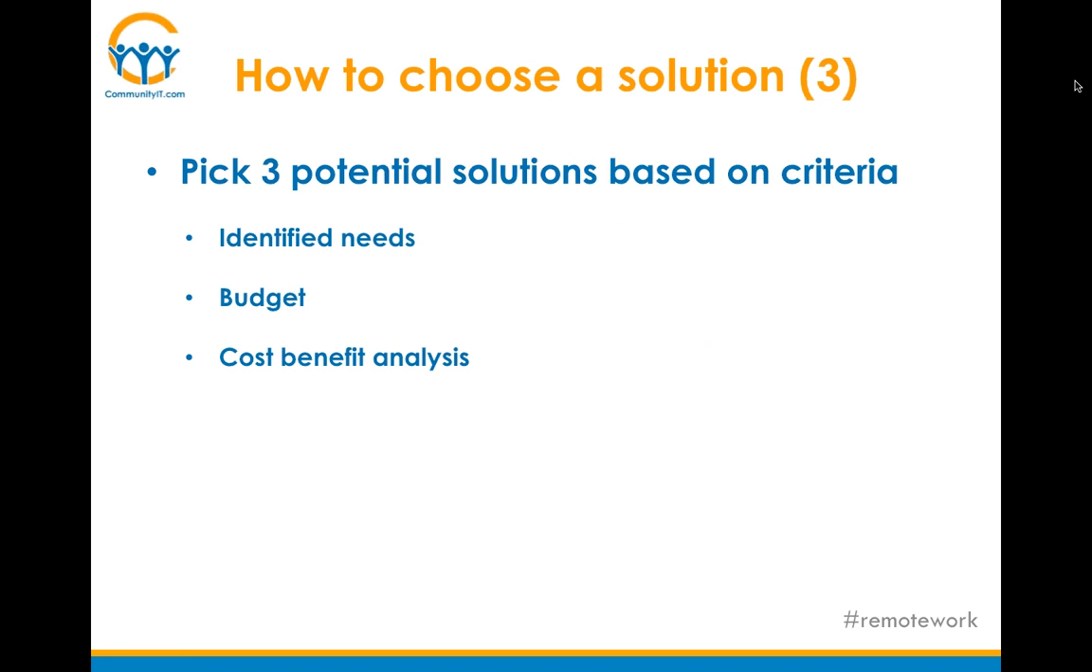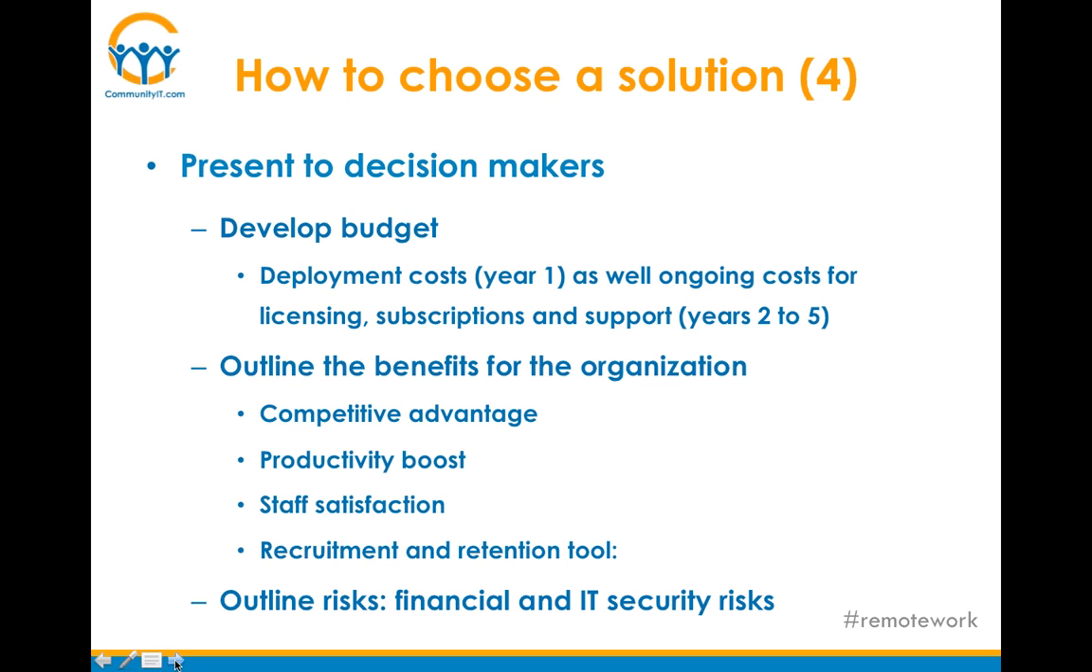Once you've analyzed your needs, then you need to really look at picking potential solutions. So you've identified your needs, you've come up with a budget, you've done your cost-benefit analysis for each solution. The next thing to consider is, what are the top 3 solutions that meet your needs? So you've done all your homework. You've put together your top 3 list.